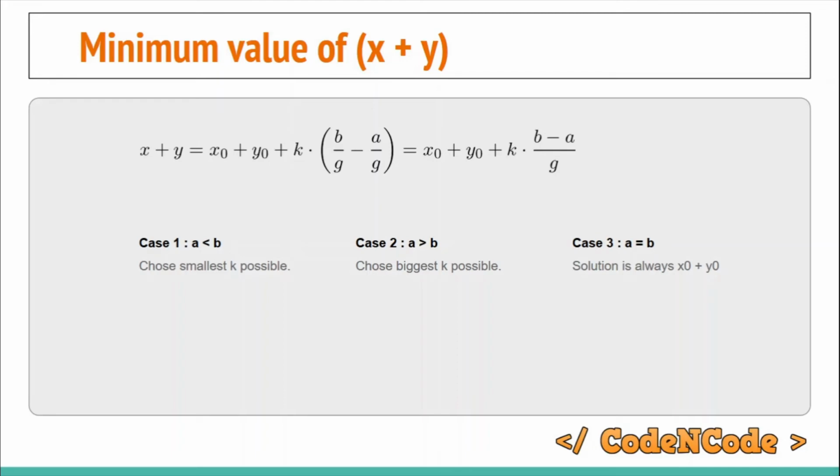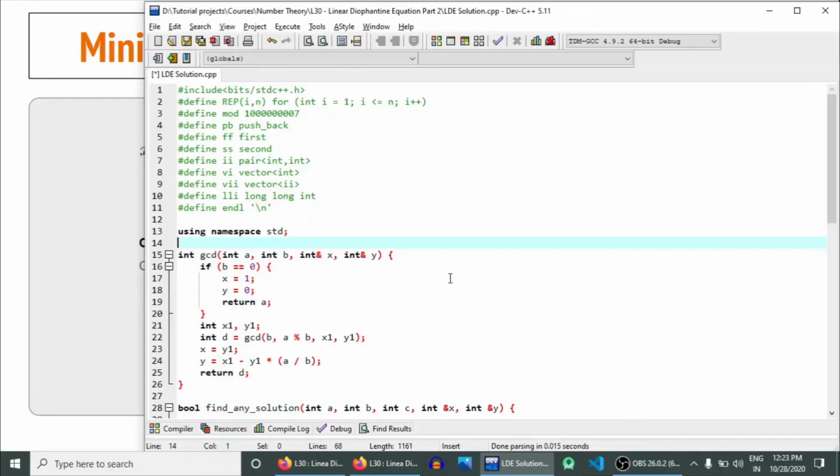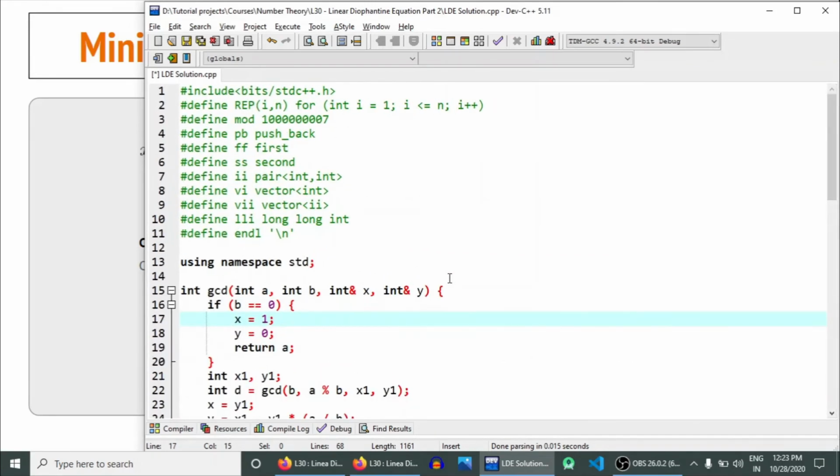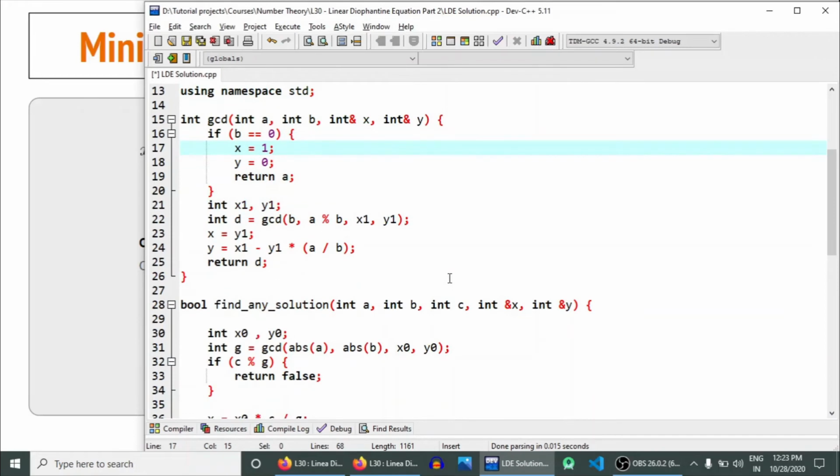Oh yeah, one more thing, sorry, I forgot. We also have to look at the implementation of the solution, right? So here's the implementation. I just forgot about that, sorry.